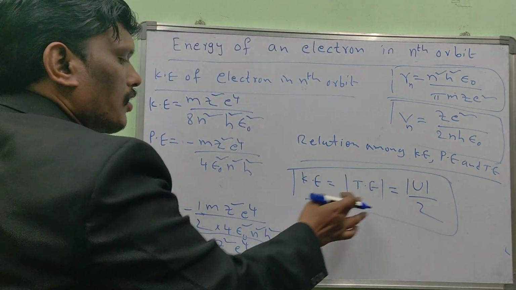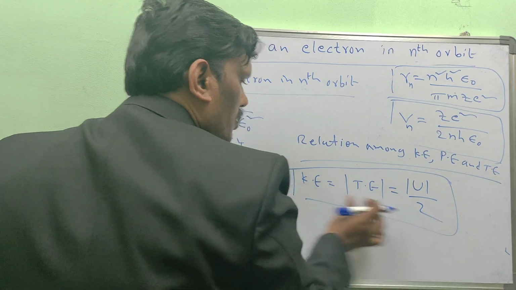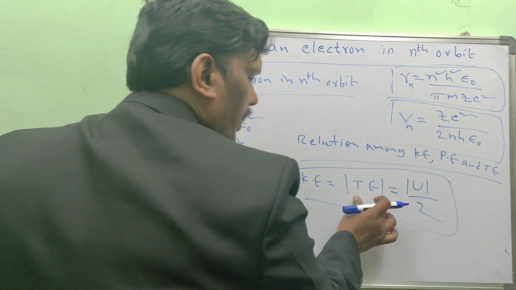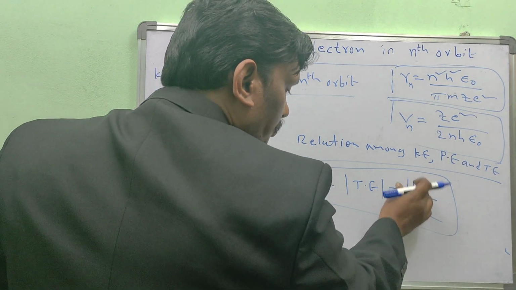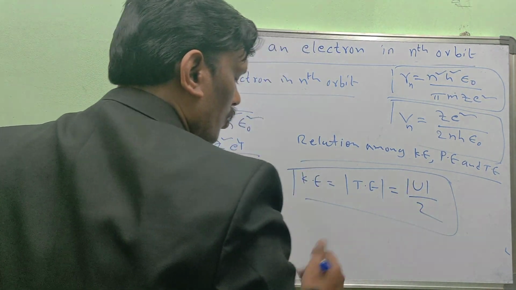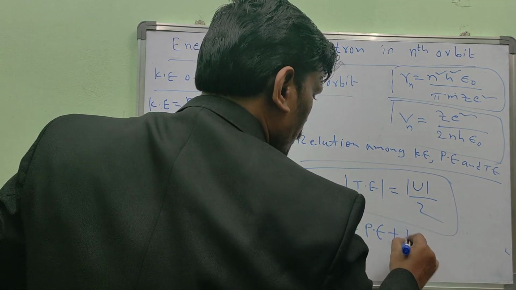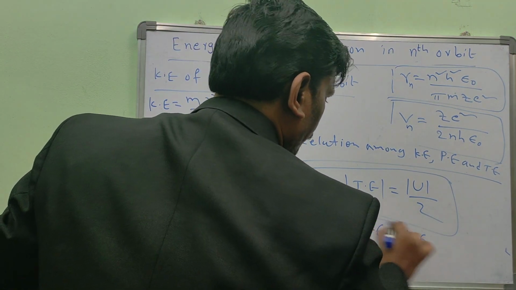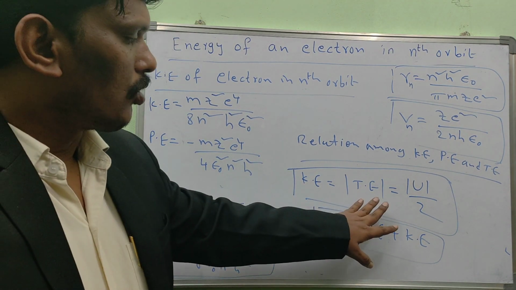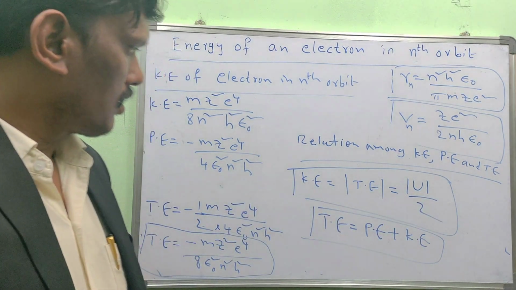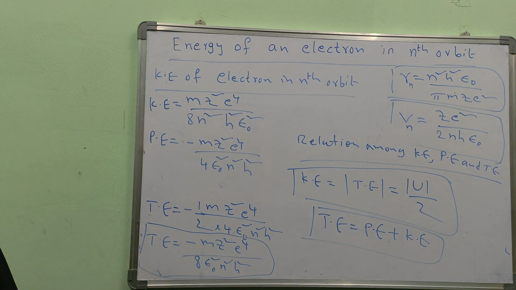That's why the magnitude of the total energy is equal to kinetic energy, and the magnitude of the potential energy by 2 is equal to kinetic energy. So the magnitude of the total energy and the magnitude of the potential energy by 2 are equal. Total energy is equal to potential energy plus kinetic energy only. So these are the relations among kinetic energy, total energy and potential energy. Potential energy and total energy are always negative, kinetic energy is always positive.